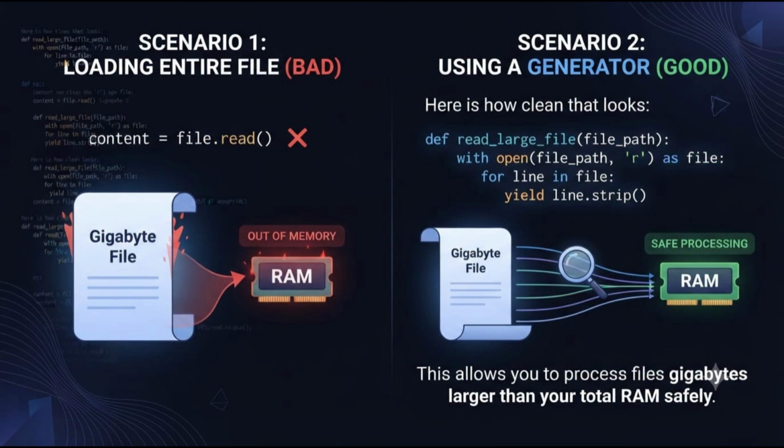Here is how clean that looks: def read_large_file(file_path): with open(file_path, 'r') as file: for line in file: yield line.strip(). This allows you to process files gigabytes larger than your total RAM safely.